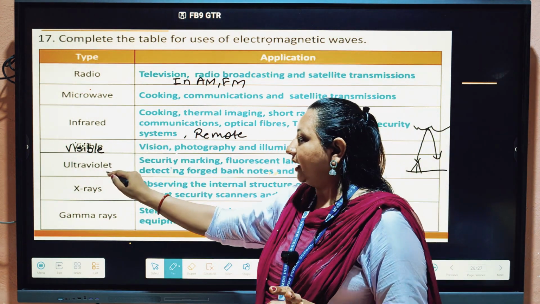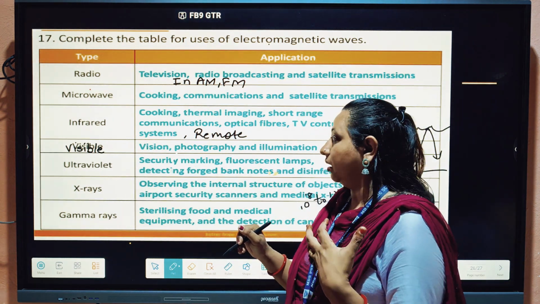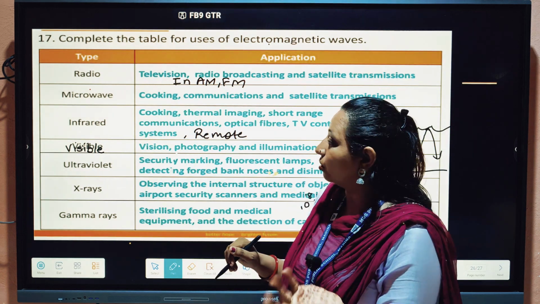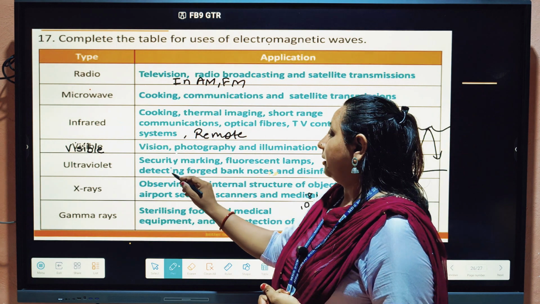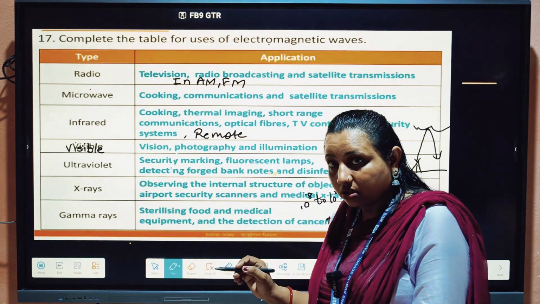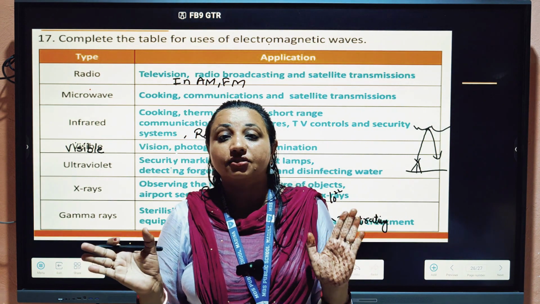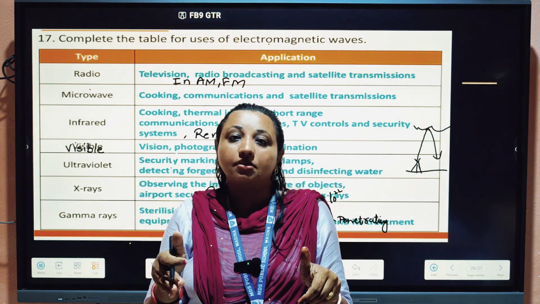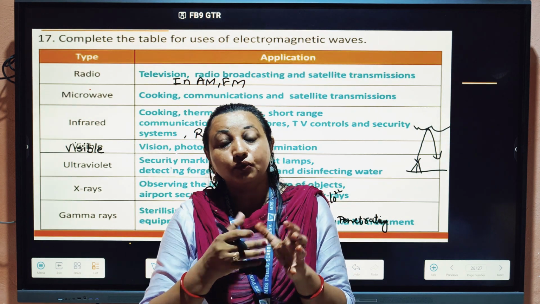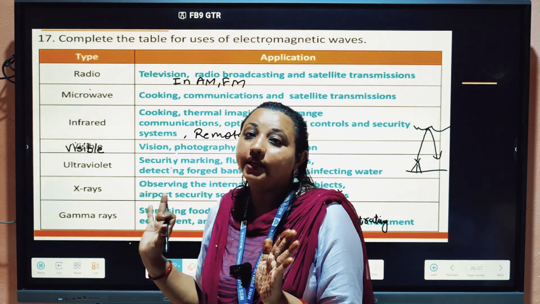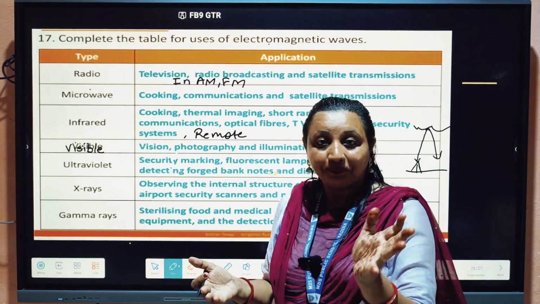Then we have UV rays, ultraviolet rays, used for security marking. In alarms also UV rays are used. Fluorescent lamps also use UV rays. For detecting forged bank notes, UV rays are used. And for disinfecting water. How is water disinfected? By killing the germs. RO is based on reverse osmosis, and RO also uses UV rays. There are UV rays which kill the germs and disinfect the water.